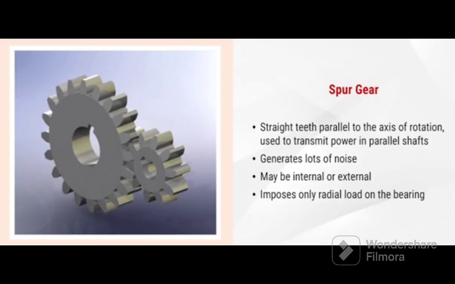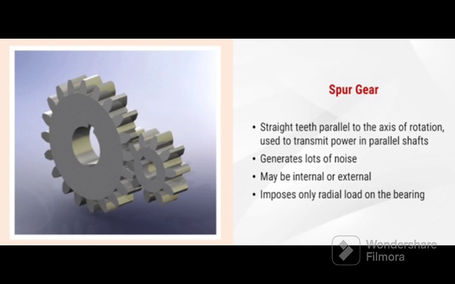Spur gears. First, it has straight teeth parallel to the axis of rotation, used to transmit power in parallel shafts. Second, it transmits moderate amount of power. While transmitting power, it generates lots of noise. Third, it may be internal or external. Fourth, it imposes only radial load on the bearing.